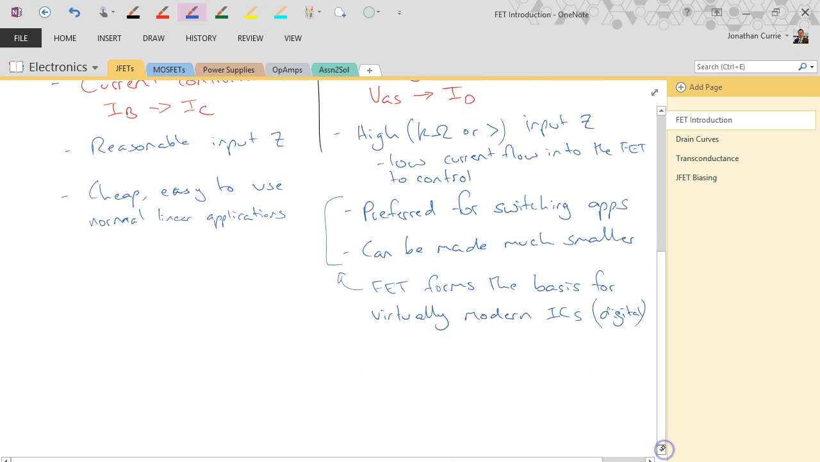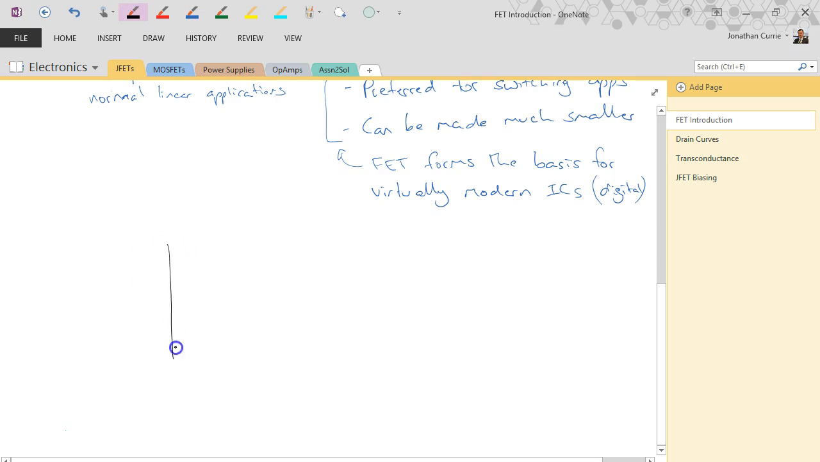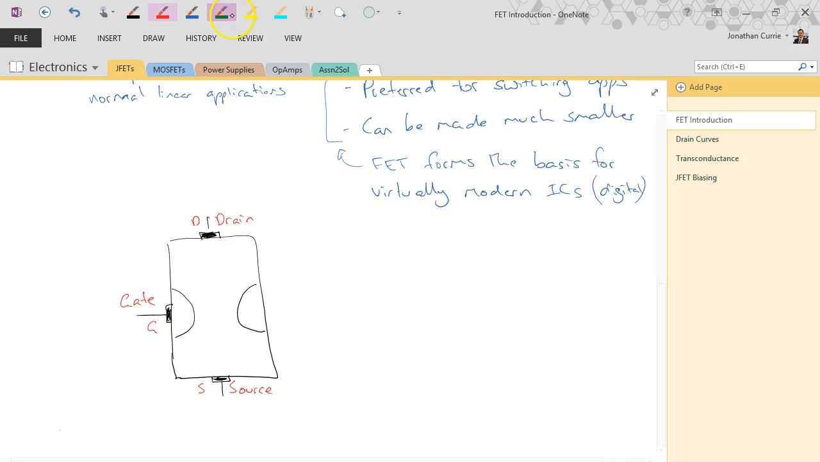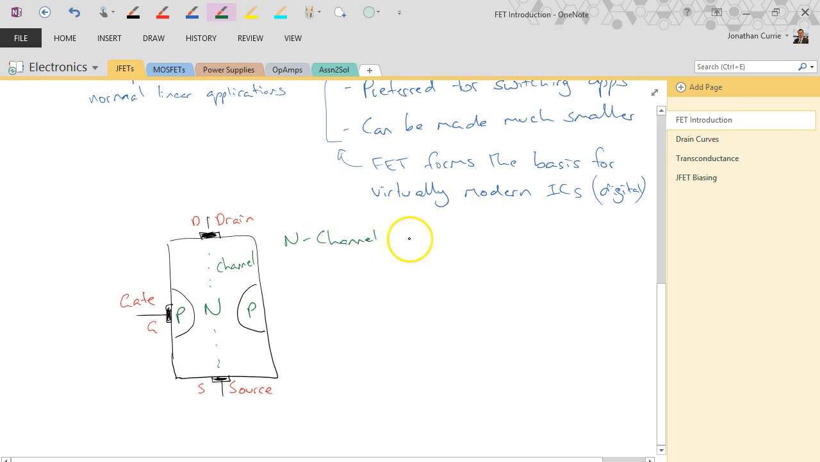Alright, so let's have a look at the internal structure. Now I'm going to draw a diagram, which is not how they're physically created, but it will help you understand how they operate. We have three terminals, just like you have on a BJT, except they're given new names. We have the gate, G, the drain, D, and the source, S. Within our FET, we'll have some doped regions. This area through the middle is known as the channel. And as you see here, this one has an n-doped channel, so it's known as an n-channel device.